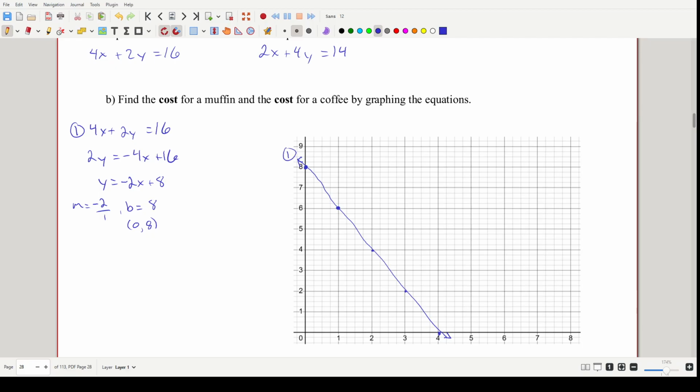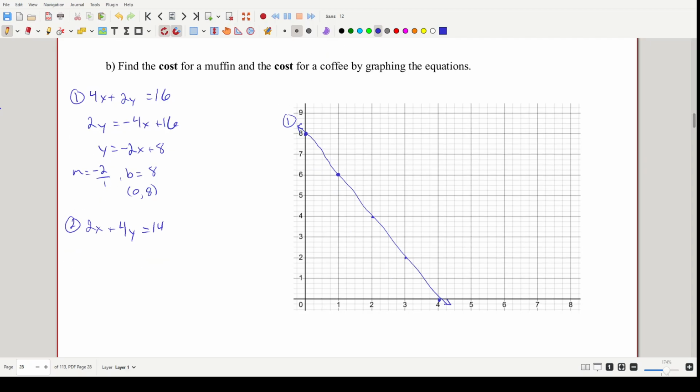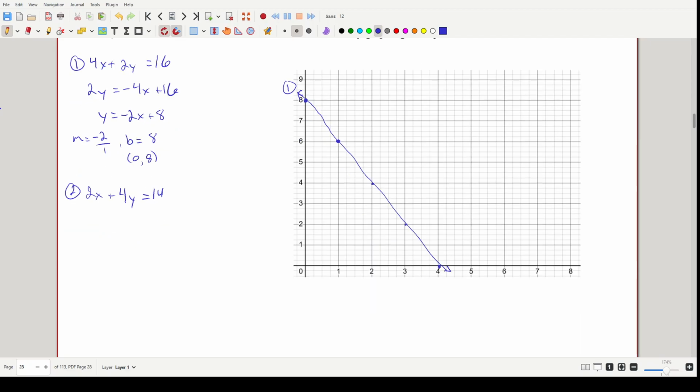So equation number 2 should be more of the same in theory. Let me just scroll down a little bit. So 2 is going to be 2x plus 4y is equal to 14. Let's just scroll down a little bit here now that we can see everything. So we have to isolate for y. So we're going to bring the 2x over to the other side. It's being added, so we have to subtract. So we got 4y is equal to negative 2x plus 14.